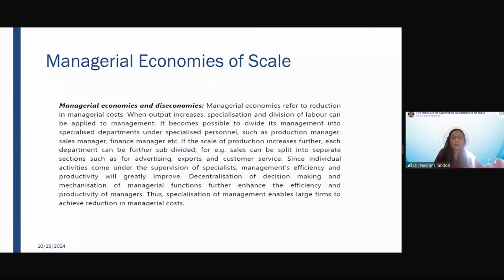Managerial economies and diseconomies. When you work on a large scale, you have specialized people.